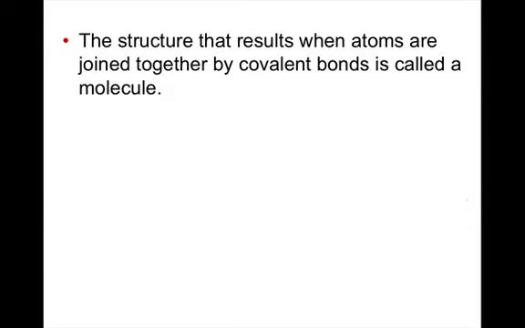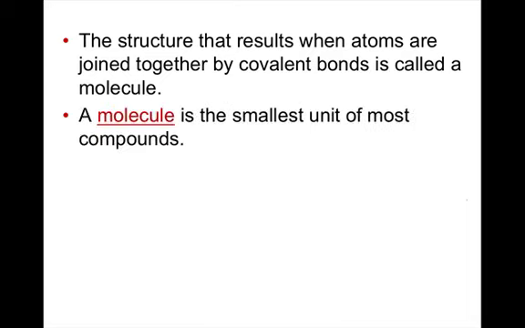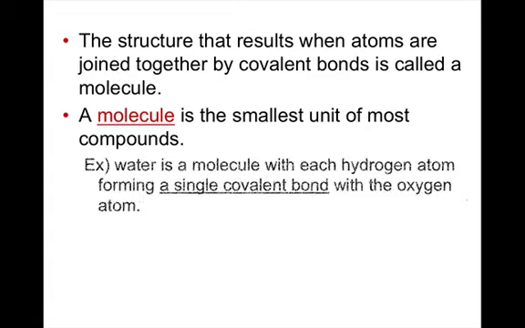The structure that results when atoms are joined together by covalent bonds is called a molecule. And the definition of a molecule is the smallest unit of most compounds. So you have to remember the difference between a compound and a molecule. An example, water is a molecule with each hydrogen atom forming a single covalent bond with the oxygen atom. So here would be an example of a water molecule.